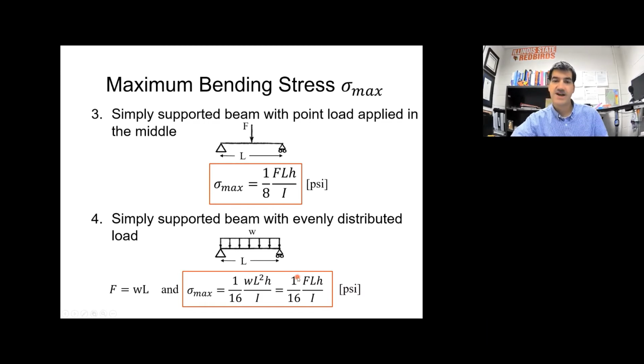Plug that F into this equation right here, where our constant is 1/16. So the maximum stress, which is at the center of the beam on the bottom surface, is equal to 1/16 FLH divided by I, and the units are PSI. So one more thing I'll point out about these equations.